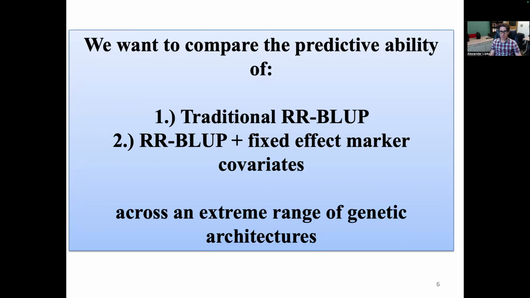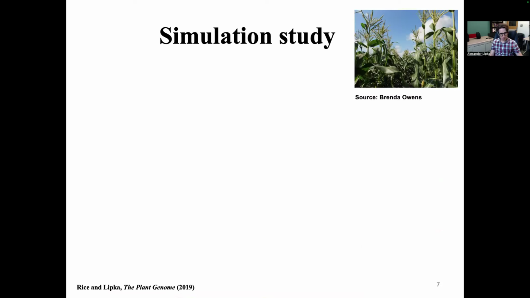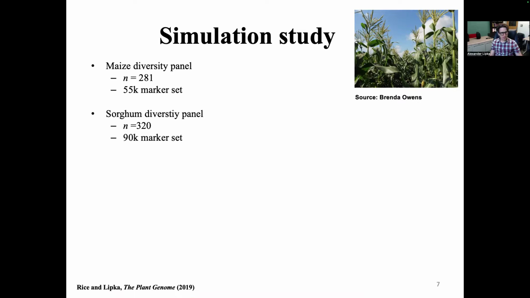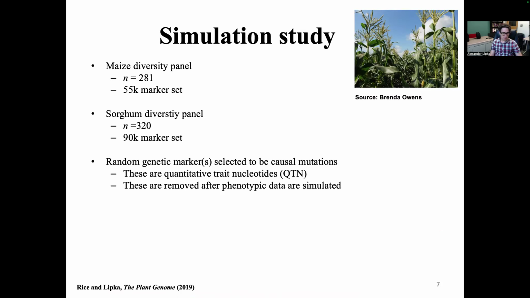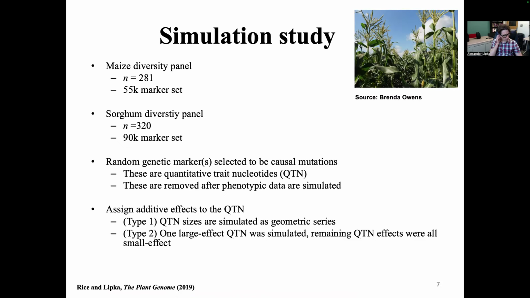And we did a simulation study. So we had the Goodman-Buckler diversity panel, and we had a sorghum diversity panel, I believe the SAP from Casa et al. 2008. We took these markers within each panel and randomly selected them to be quantitative trait nucleotides. Then we simulated two different kinds of traits. Type 1: the QTN sizes were simulated as a geometric series, so the effect size got progressively smaller and smaller.